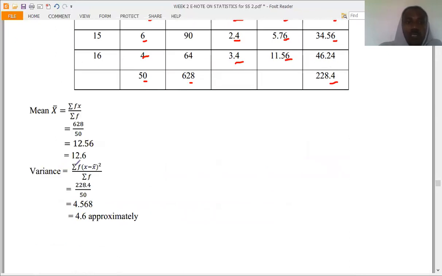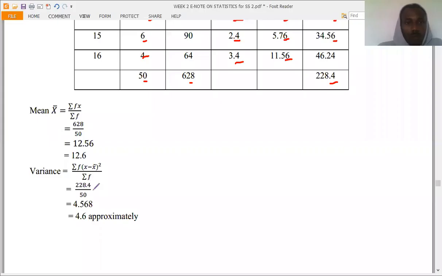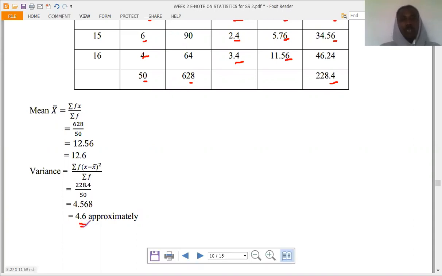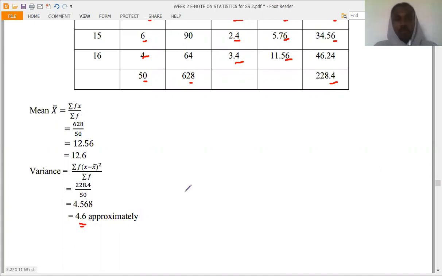So the variance is equal to summation f times (x minus x bar) all squared over summation f. That is equal to 228.4 over 50, and that will be 4.568, which is approximately 4.6. So this value means that the spread of the data from the mean is approximately 4.6.